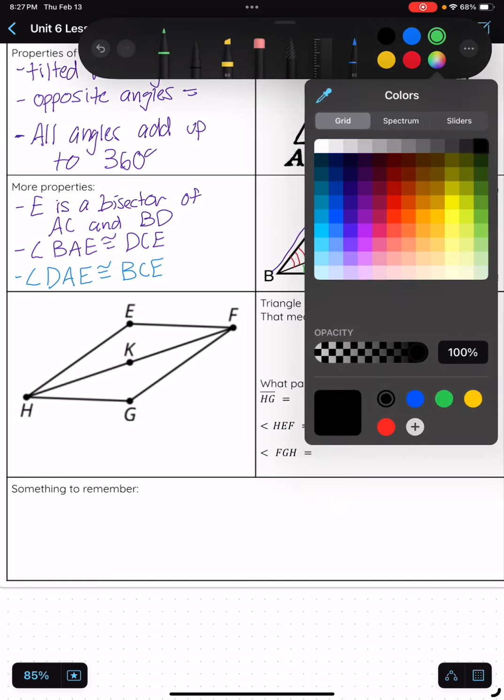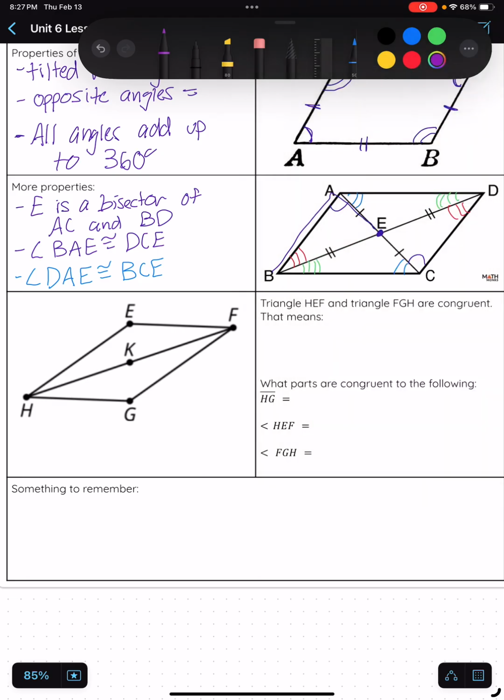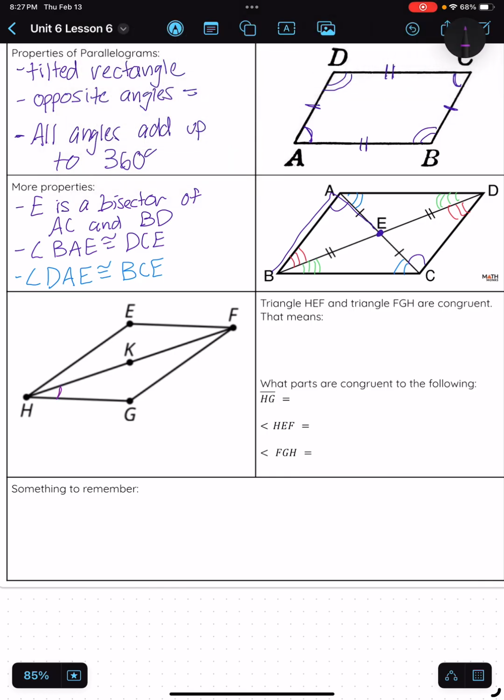Okay, let's pick another color. Okay, cool. So we're going to draw our little lines again. So this angle is the same as this angle. And then this angle is the same as that angle. Okay? So we got that. And then we also have that this middle line is shared. So these two triangles are congruent.